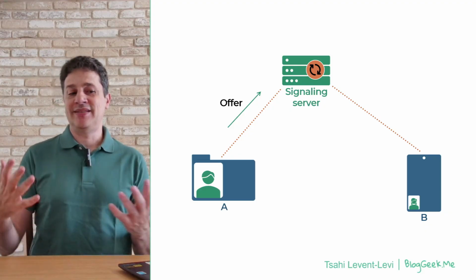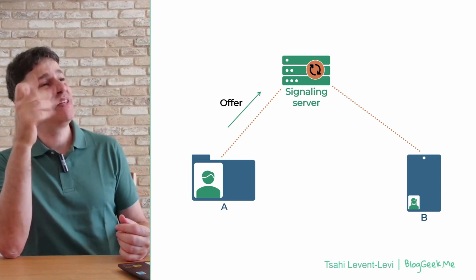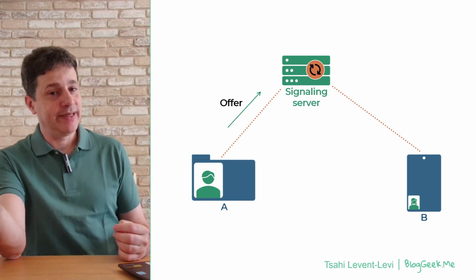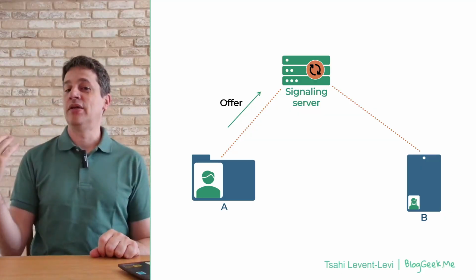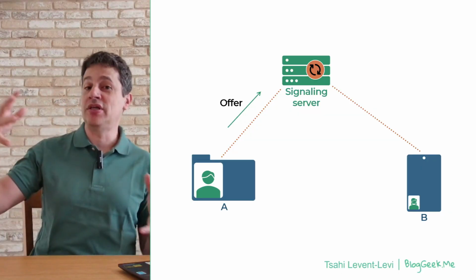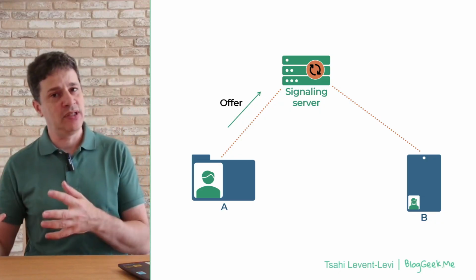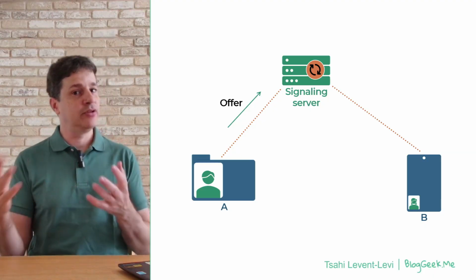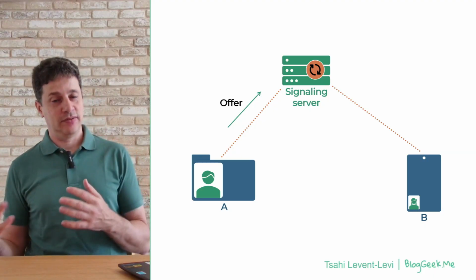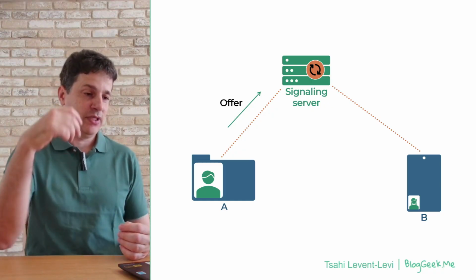Inside the SDP, A says things like, well, B, I want to do a video call with you. These are the ways that I can do audio. These are the ways that I can do video. These are the resolutions that I'm supporting. These are the codecs that I use. Codecs are used for compressing audio and video. The different codecs would bring different compression ratios and different qualities to the actual results, okay?